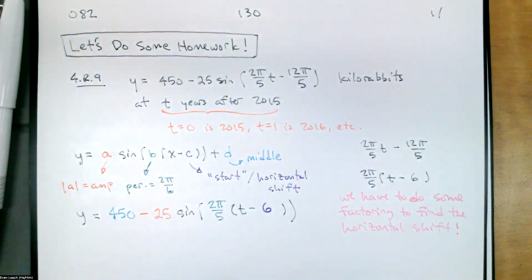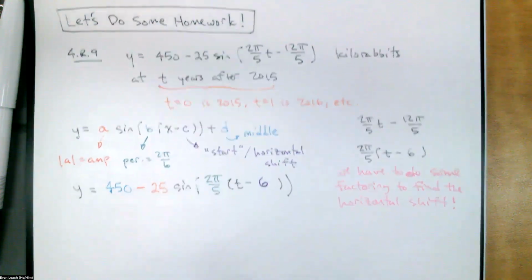Any questions? A lot of times we don't like this. We don't like factoring 2 pi over 5 out of anything fraction, and we have been trained to just factor our coefficients or our integers. So it's really uncomfortable to factor that out. So let's think about this a different way.